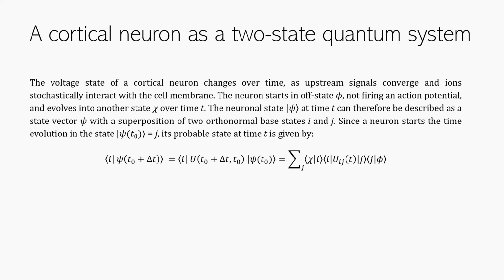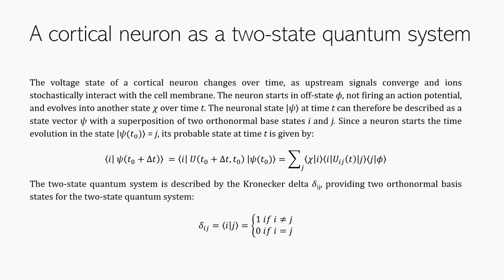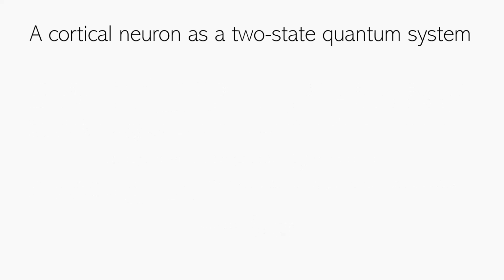And here we can see the rotation and stretch and rotation of the density matrix as we read the bracket notation from right to left. And that's how we find our system state at time t. And so the two-state quantum system is described by the Kronecker delta, providing two orthonormal base states for the two-state quantum system. And if delta t equals 0, there can be no state change and i will equal j. But if delta t is greater than 0, there is some probability of a state change where i does not equal j. So now we can model this process of neuronal state change with quantum mechanics.